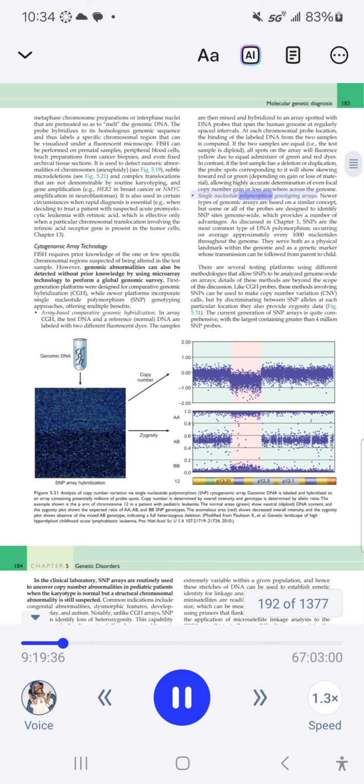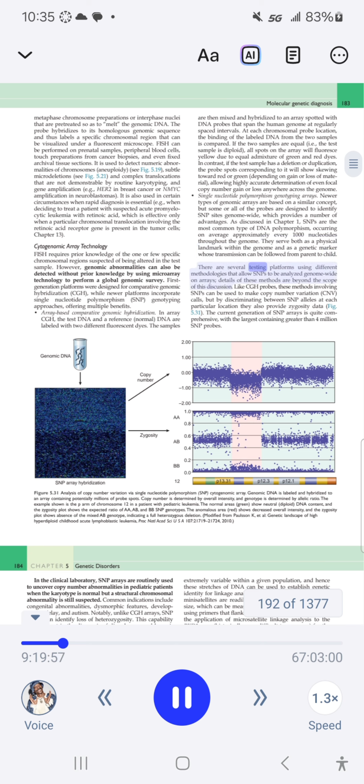Single nucleotide polymorphism genotyping arrays. Newer types of genomic arrays are based on a similar concept, but some or all of the probes are designed to identify SNP sites genome-wide, which provides a number of advantages. As discussed in Chapter 1, SNPs are the most common type of DNA polymorphism, occurring on average approximately every 1,000 nucleotides throughout the genome. They serve both as a physical landmark within the genome and as a genetic marker whose transmission can be followed from parent to child.